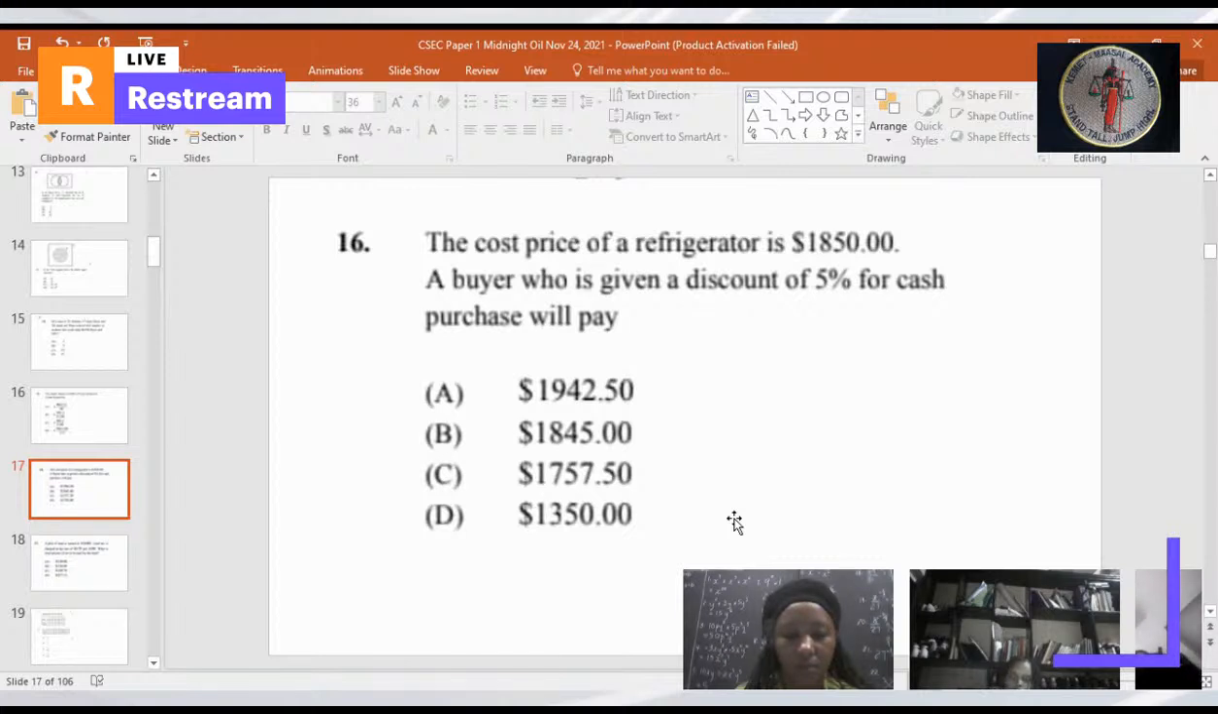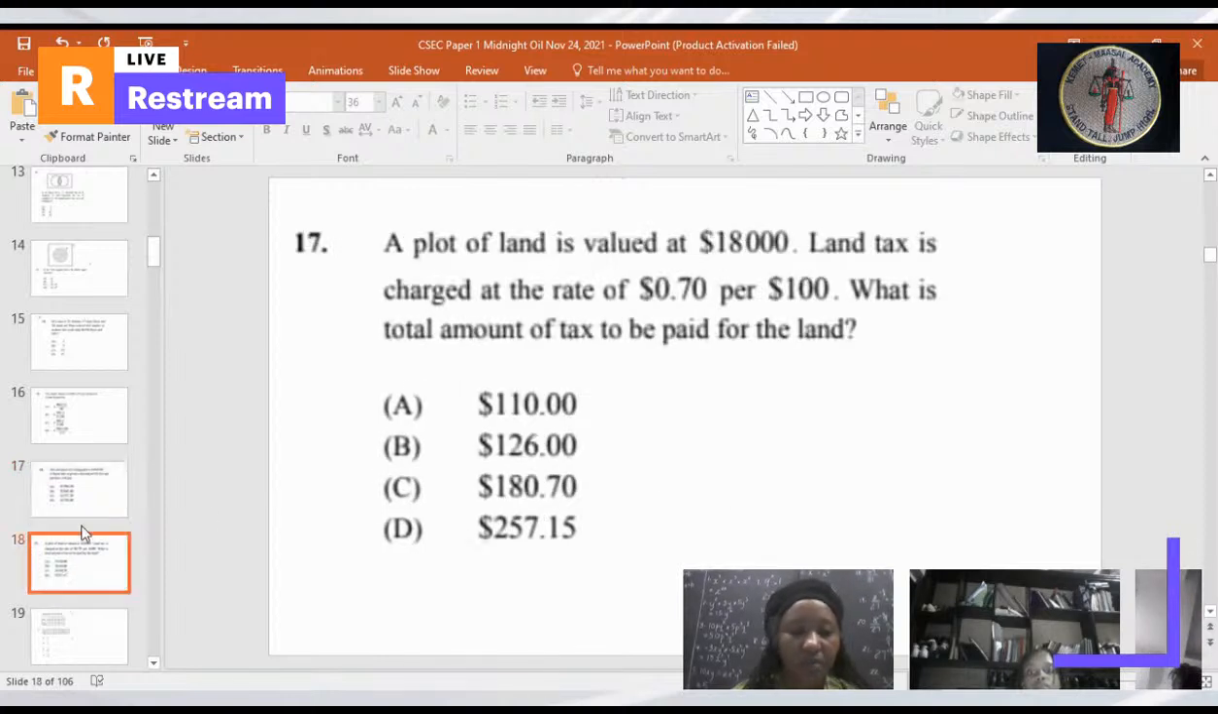So when we work out 5% of 1,850, you get $92.50, and then we subtract that from the original price, 1,850. And you get C, $1,757.50. All right, yes.